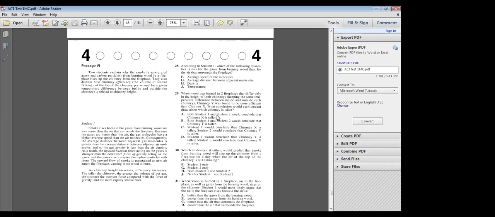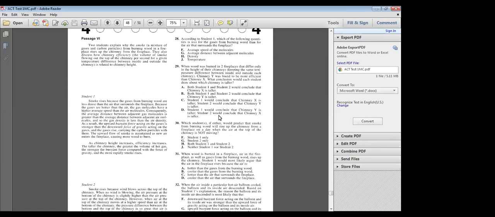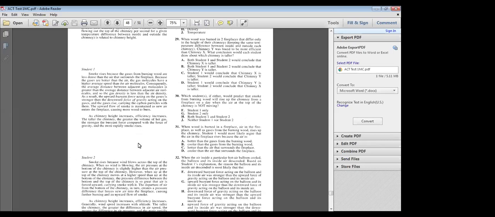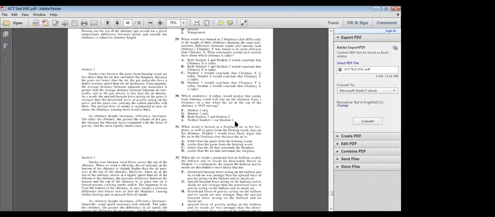All right. When wood was burned in 2 fireplaces that differ only in the height of their chimneys, keeping the same temperature difference between inside and outside each chimney, chimney Y was found to be more efficient than chimney X. What conclusion would each student draw about which chimney is taller? B, both students 1 and 2 would conclude that chimney Y is taller. This is found directly in the text. One says as chimney height increases, efficiency increases, and the other says as chimney height increases, efficiency increases. They have different reasons for that, but they both agree that it does increase.